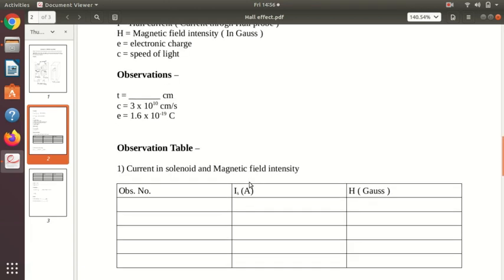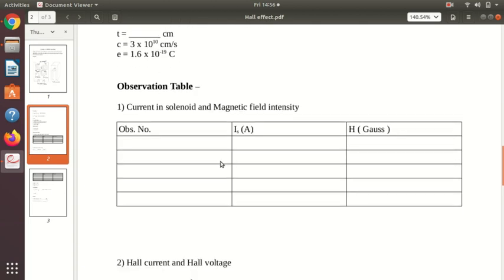Then this is the electronic charge. Now first of all, what we have to do is take the current in the solenoid, change that, and measure how the magnetic field intensity is changing, and we have to plot a graph of H and IS. We plot this graph to calibrate the curve. For example, in our laboratory the graph does not increase linearly. In that case we have to calibrate the graph to minimize the errors.